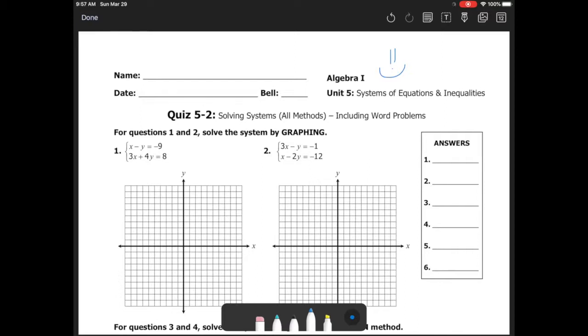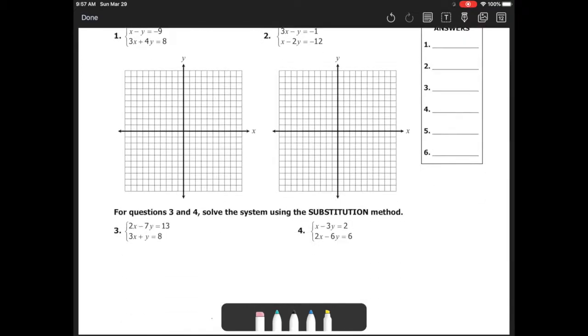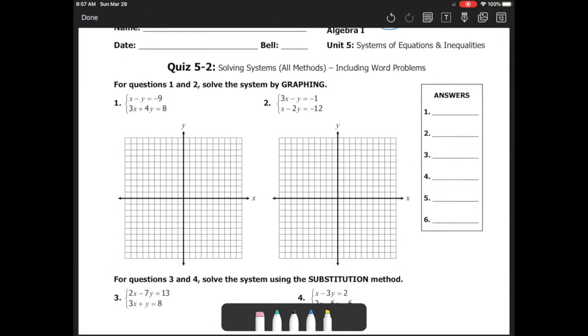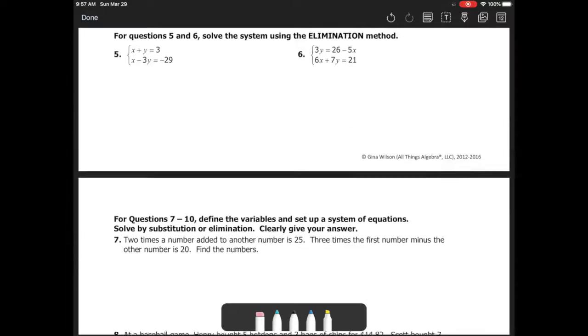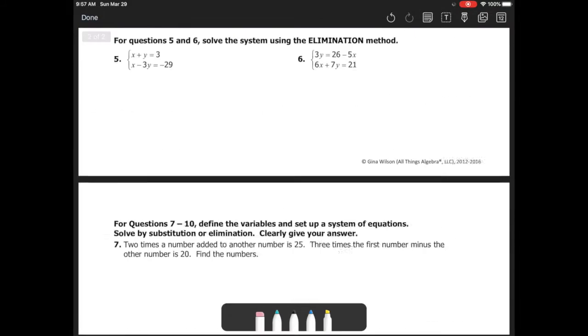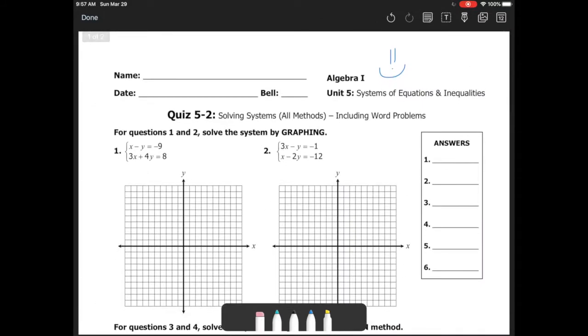Today I am going to work for you the Unit 5 study guide. Unit 5 study guide was broken into 2 days. This is the first day study guide. It's these 2 pages, solving systems of equations by graphing the first 2 questions, and then all the rest was about substitution and elimination, including the word problems. So you should have a calculator handy.